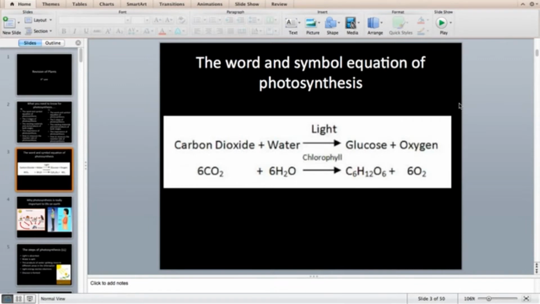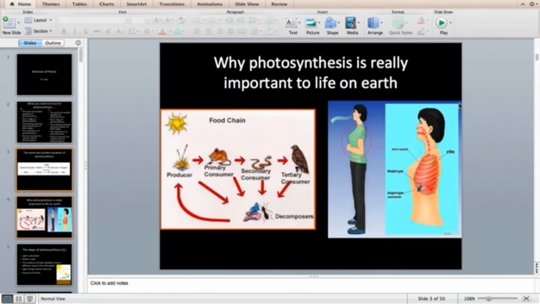Okay, so remember 6CO2 plus 6H2O arrow becomes glucose, which is C6H12O6 plus 6O2. So please learn that off. And you should have chlorophyll and light over the arrows, because they're the two things necessary for photosynthesis to occur.